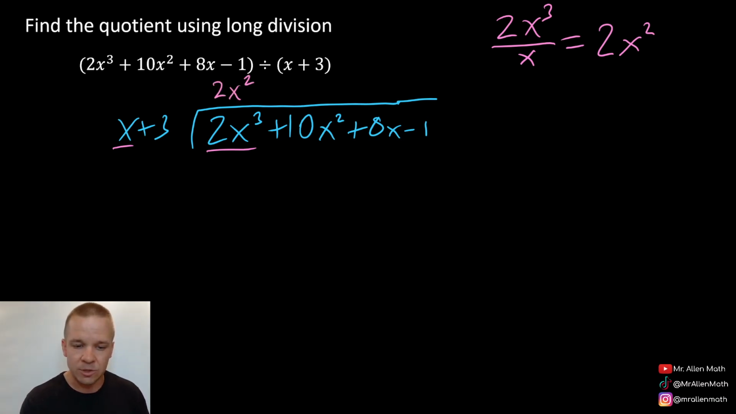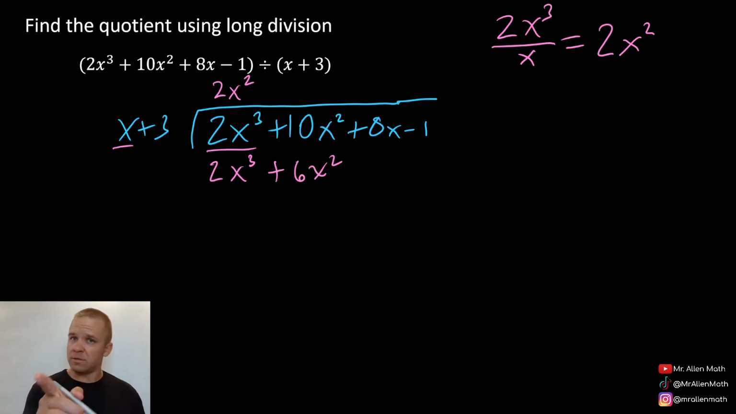So 2x squared. Now I'm going to take that 2x squared and multiply it by that binomial that I'm dividing by. So I'm going to have 2x squared times x, which gives me 2x cubed. And I'm going to take that 2x squared and multiply it by the 3 to get 6x squared. Now I need to subtract.